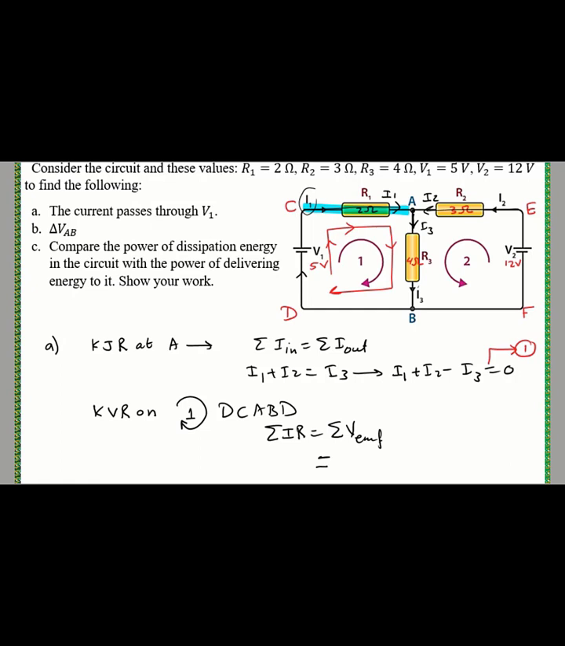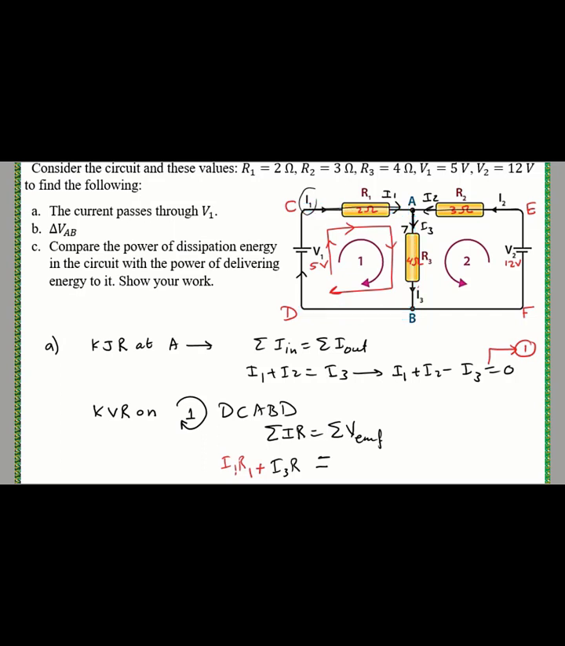So I1 R1 plus, continue the path from A to B. We have R3 and I3, and it is in the same direction of the analyzing. So it is positive, I3 R3. Now from B to D, there is no resistance, and we finished at the starting point, which is D.